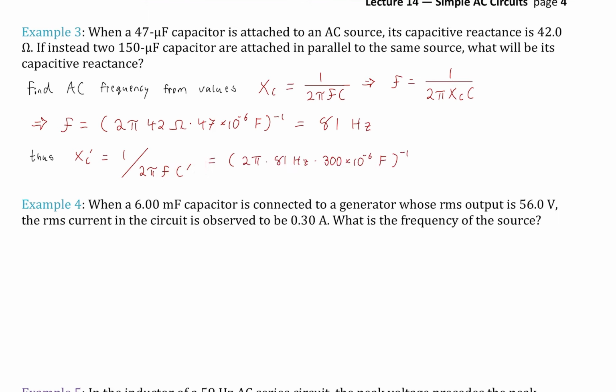Notice I have 300, and that's because it is 2 capacitors in parallel, which is simply 1 plus the other, or just 2 times each, okay? All right, if they're in series, I'd have to use a different expression, but here they're in parallel. All right, so then we end up with 6.6 ohms.